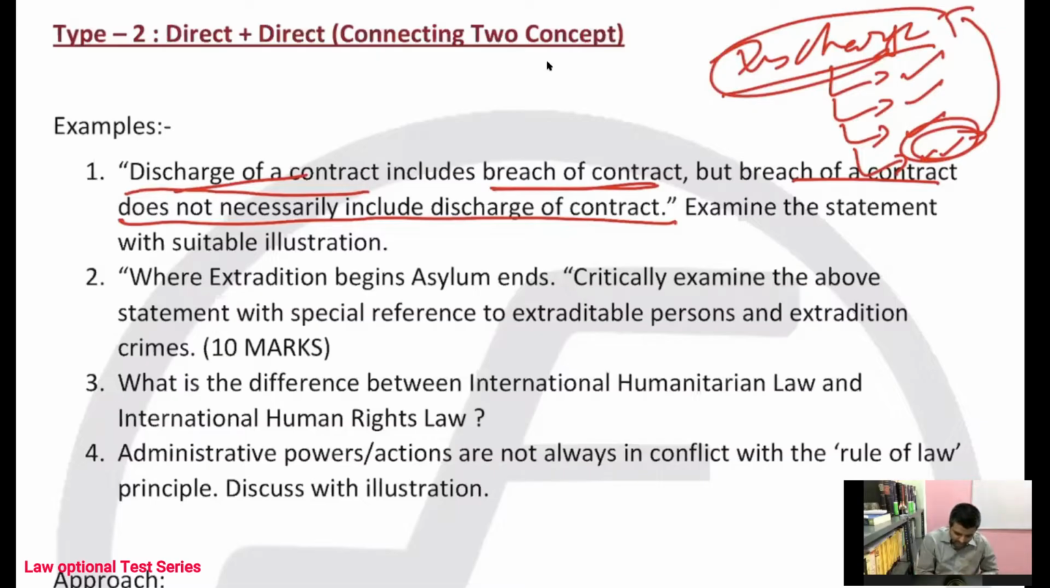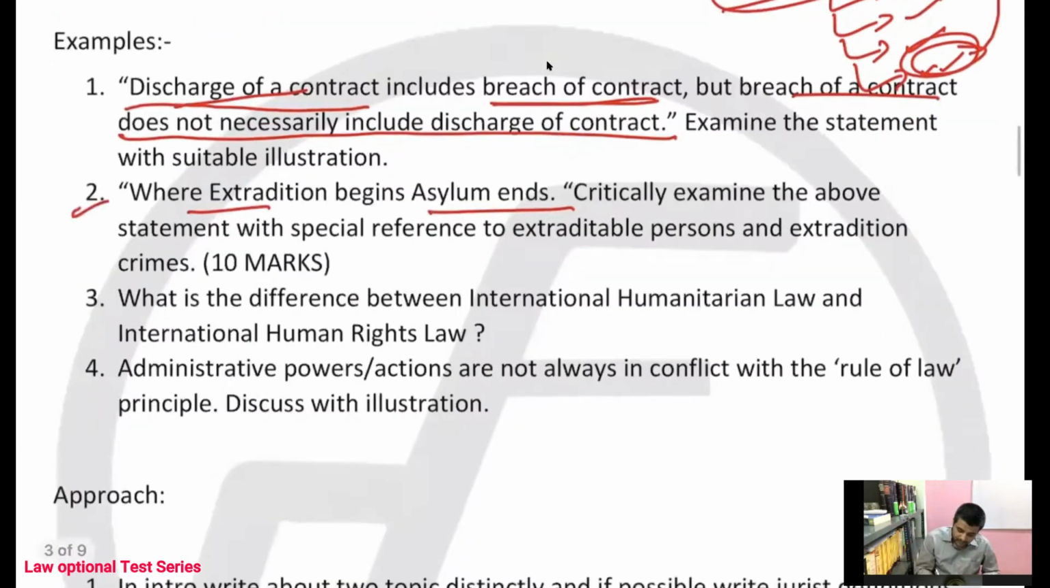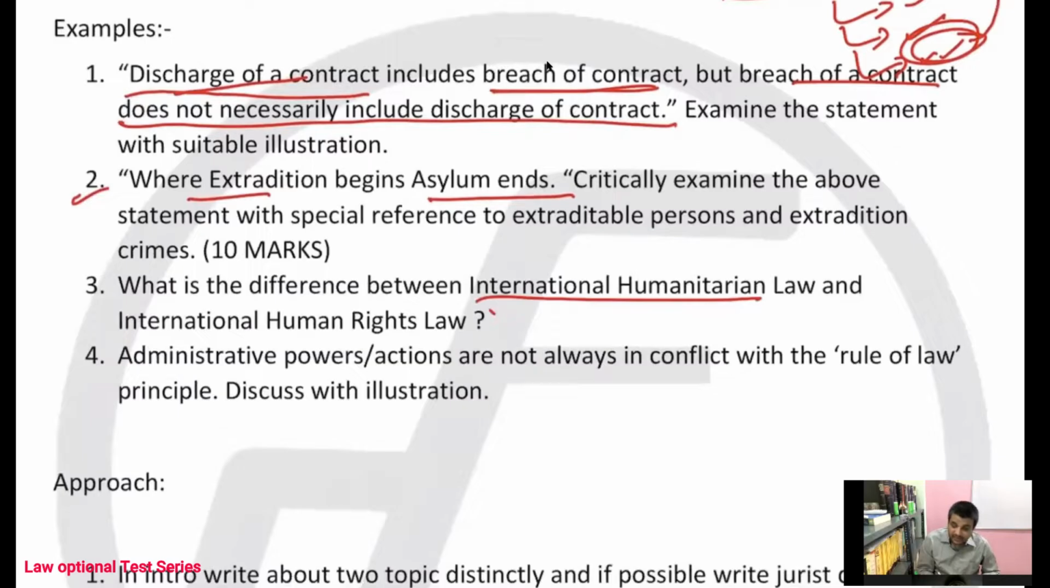Or let us see the second question. Extradition begins where asylum ends. Two concepts: extradition and asylum. Specific topic connectivity. What is the difference between international humanitarian law and human rights law? Each year this question is there. After every year or so this question is repeated. I also gave this question in last year's paper, and this year's paper also, because these are the questions which are generally asked. Almost after each year or two, you will find a question of that kind. Understand that particular point?